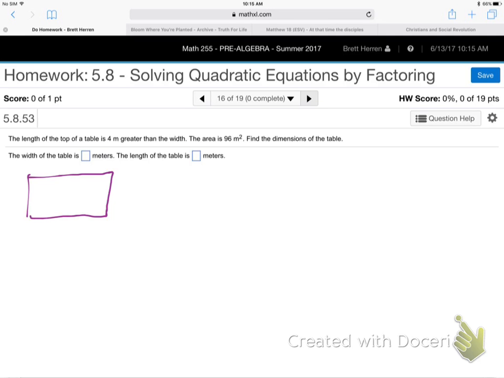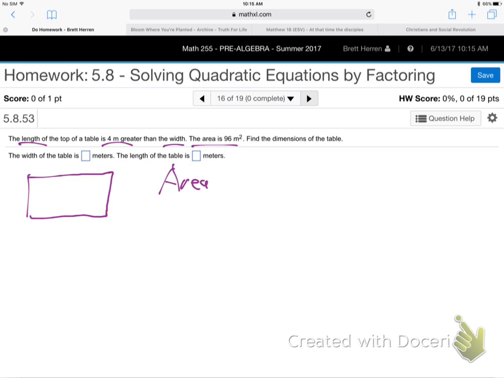is a rectangle, right? We're assuming. I mean, they should have said that, I guess. The tabletop is a rectangle. And they're saying the length is 4 greater than the width. The area is 96. Okay, let's start. So we're talking about a rectangle.